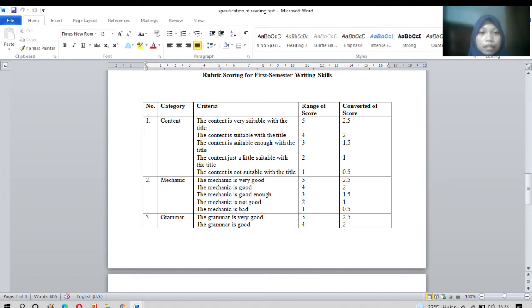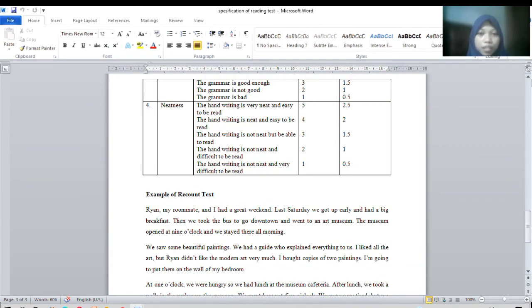And the next is about grammar. The grammar is very good, the range of score is 5. The grammar is good, the range of score is 4. The grammar is good enough, the range of score is 3. And then the grammar is not good, the range of score is 2. And the last, the grammar is bad, the range of score is 1.